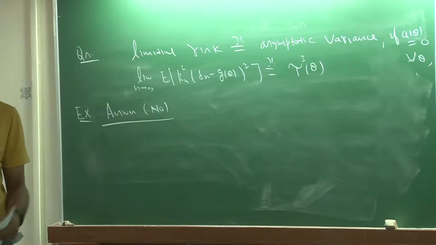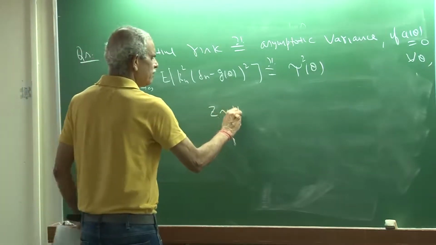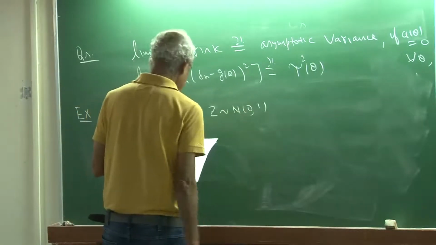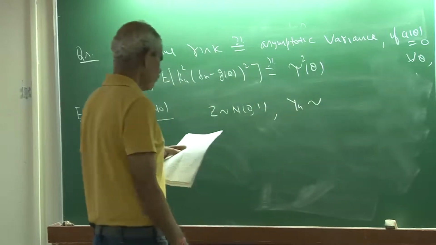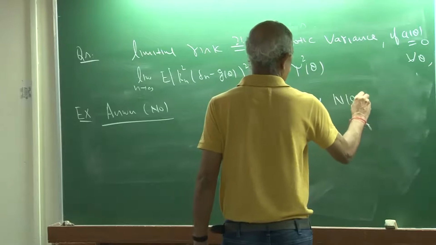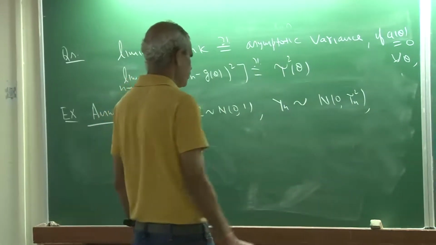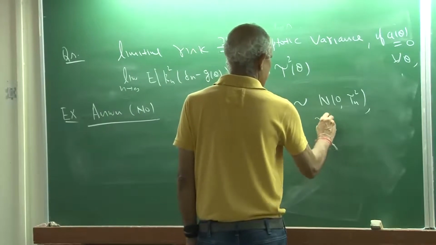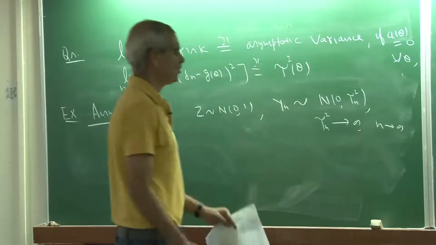Now to see that, you can consider the following example. Suppose Z is normal 0, 1, and you have a sequence of estimators Y_n. Y_n is distributed as normal with mean 0 and variance tau_n square, and tau_n square is such that it goes to infinity as n goes to infinity.